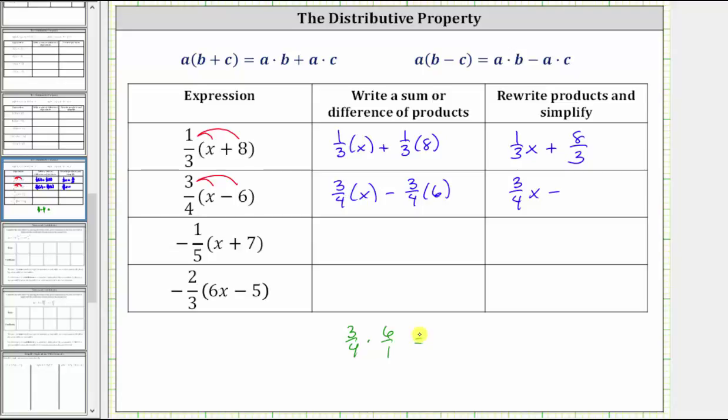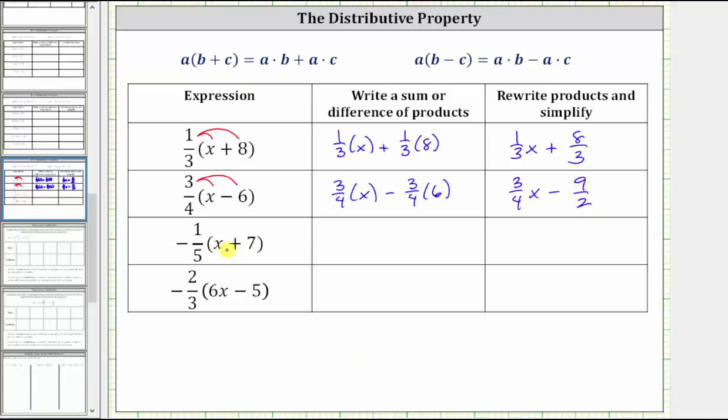Before multiplying, we can simplify because 4 and 6 share a common factor of 2. There are 2 2's in 4 and 3 2's in 6. And now we multiply. 3 times 3 is 9, 2 times 1 is 2, and therefore the final expression is 3/4 x minus 9/2.